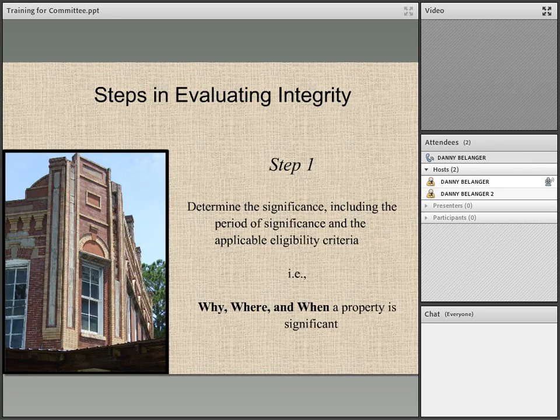So there are 5 quick steps you can use when you're evaluating integrity. The first is to figure out what the significance is, which the nomination will tell you. What's the period of significance, and what is the applicable eligibility criteria? The why, when, and where.